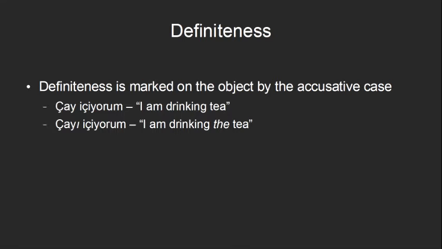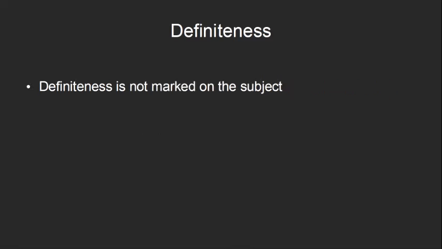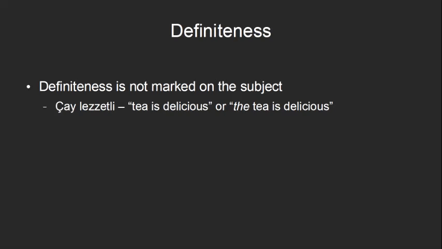The accusative marker indicates that I'm talking about specific tea. However, this only applies to a direct object. For the subject, there is no distinction between definiteness or indefiniteness. So the sentence çay lezzetli can mean tea is delicious or the tea is delicious. Only the context will determine whether this sentence is about tea in general or about some specific tea.